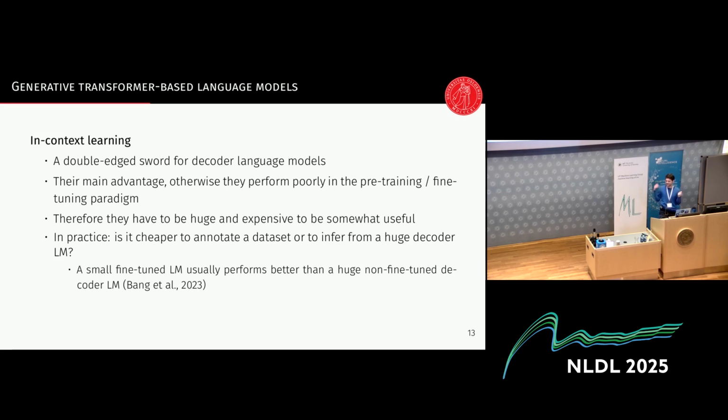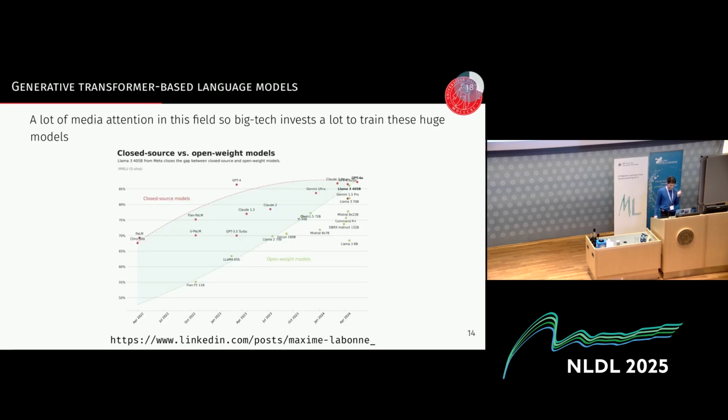So oftentimes in practice, you then face this decision: if you should allocate a lot of resources to annotate a new data set, or if you should just use an existing language model and just infer from it. And it's a question of costs, of course. Because fine-tuning is still a much better thing to do if you want very good performance, but it can be very costly to annotate a data set.